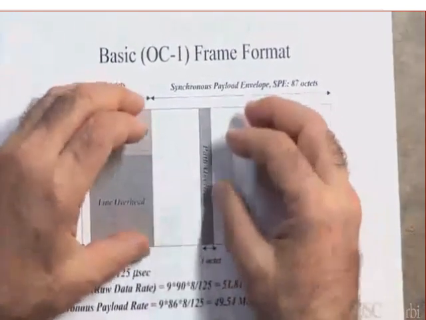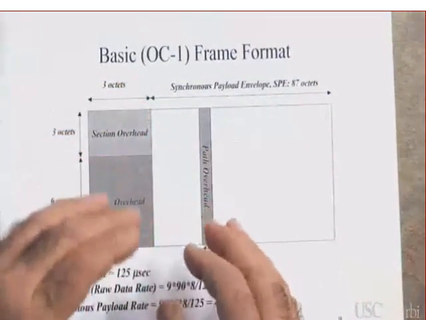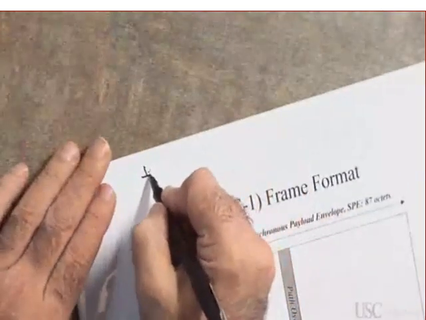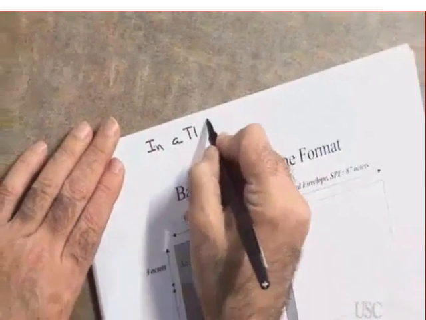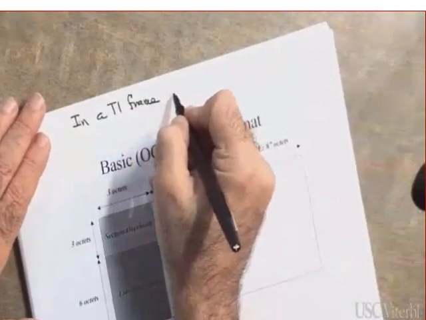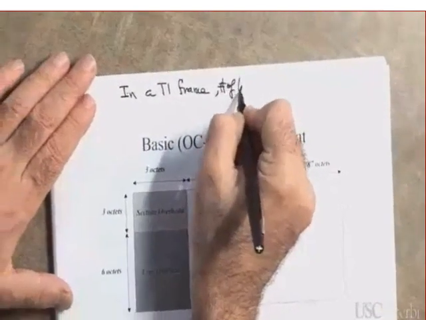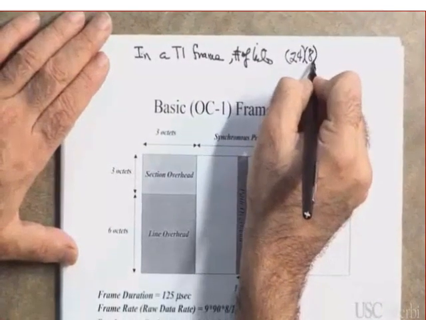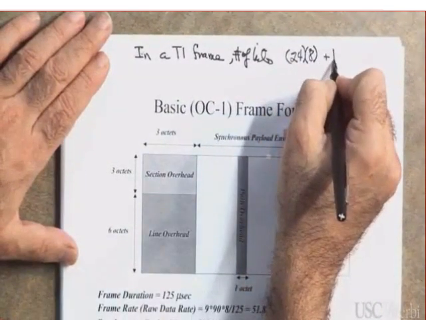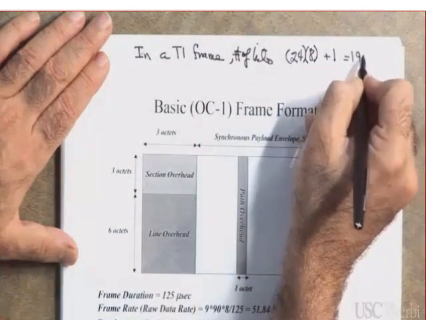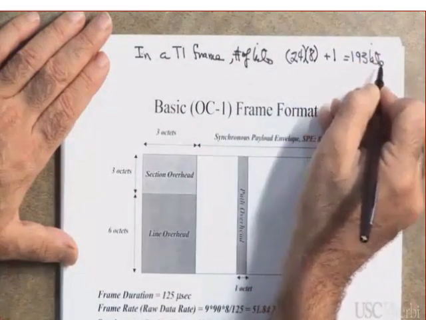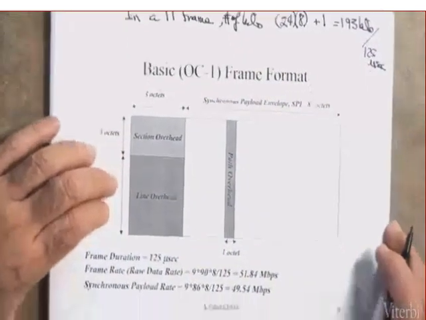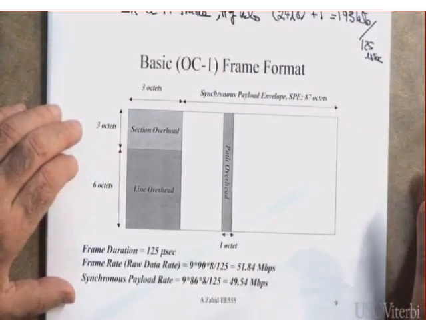But what do they put here? They put more bits. Do you remember how many bits in a T1 frame? You forgot? There are 24 channels. Each channel is 8 bits plus 1 framing bit, for a total of 193 bits every 125 microseconds. Clear?